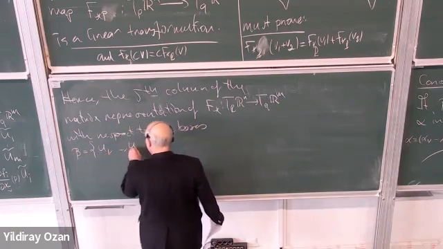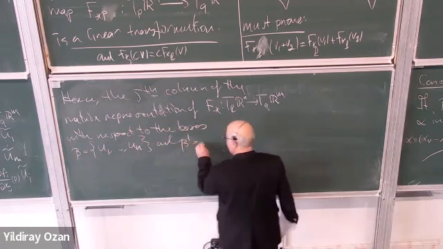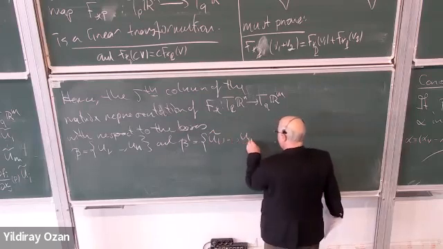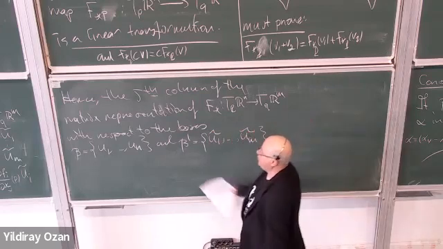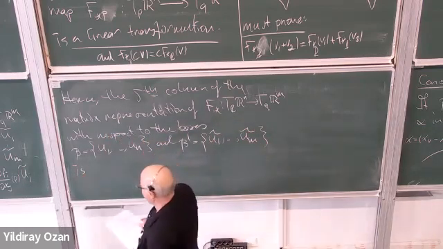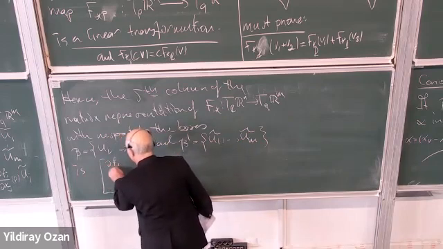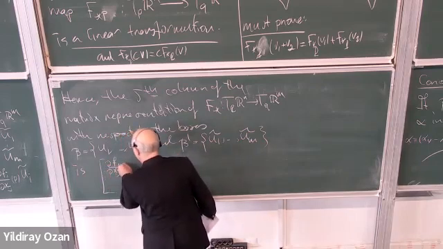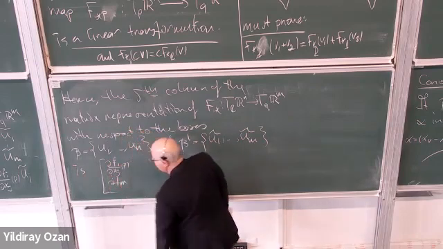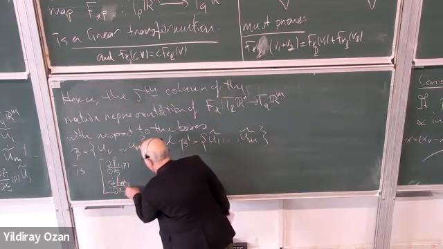U1 up to UN and beta prime U1 tilde up to UM tilde. The jth column is what? Jth column is this. Del F1 del XJ at P up to del Fm del XJ at P.